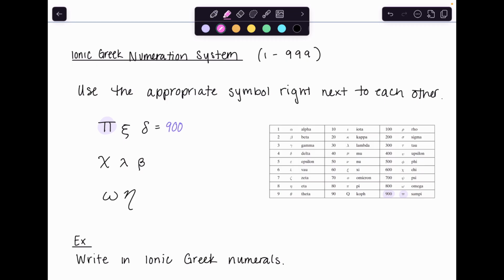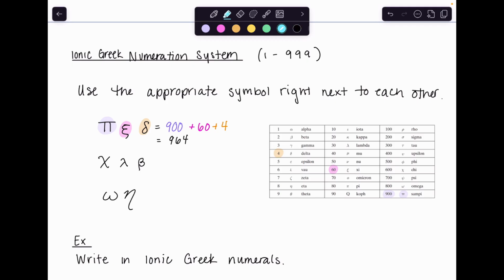Then our next digit here is going to be our chi, our psi. So that's going to be 60. And then last up, looking at this symbol, that is going to be our delta, which is 4. So this is really 964. Okay.